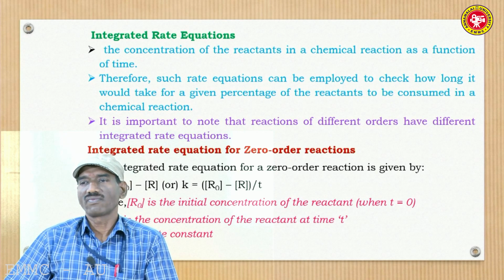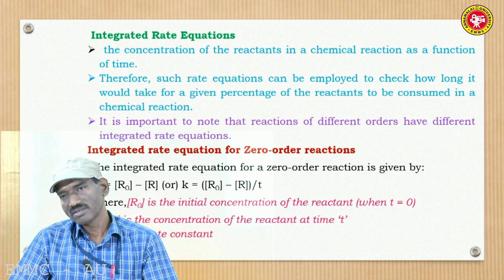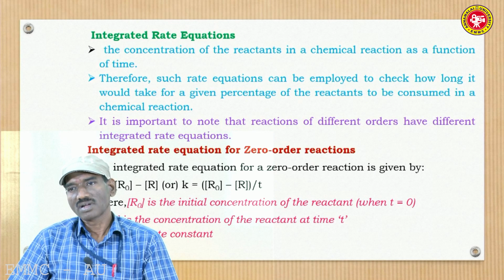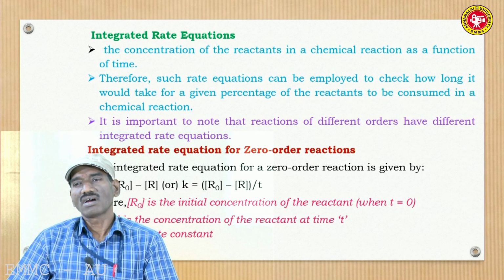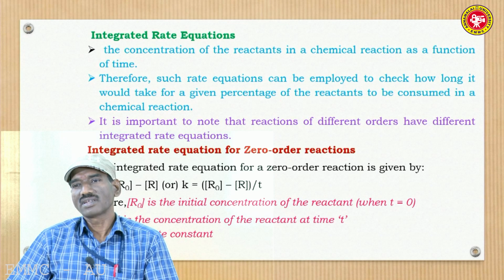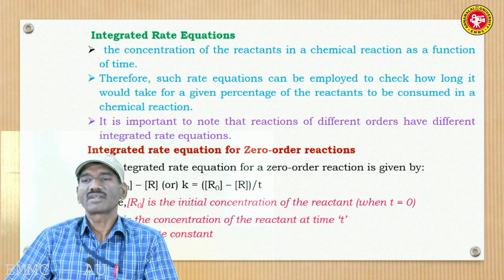The integrated rate equation for a zero order reaction is given by R = R0 minus Kt, where R0 is the initial concentration of the reactant when t is equal to 0, R is the concentration of the reactant at time t, and K is the rate constant.